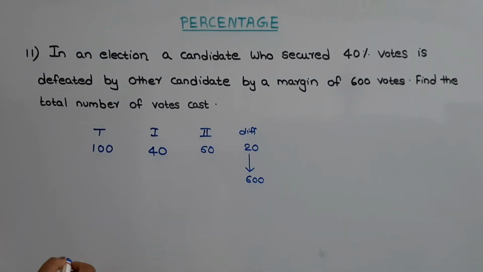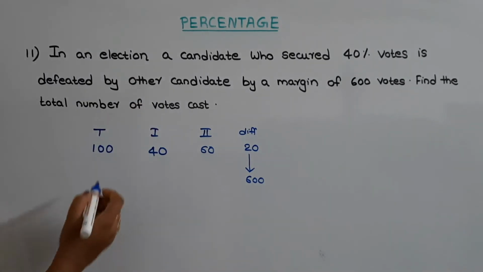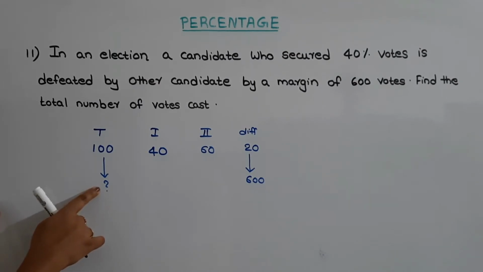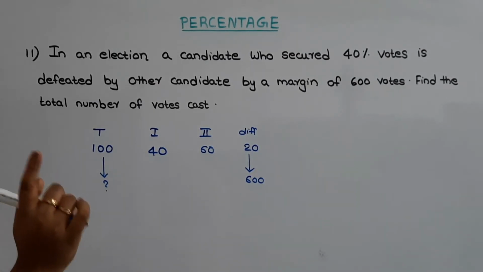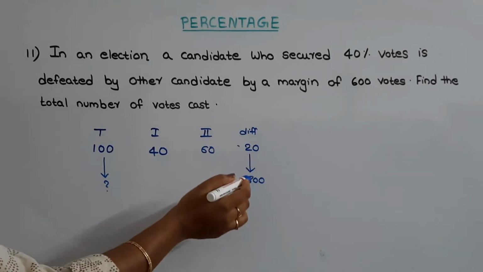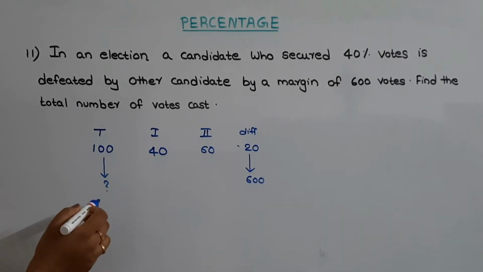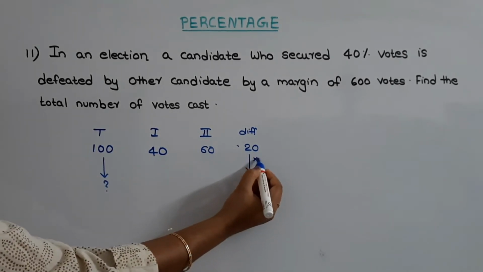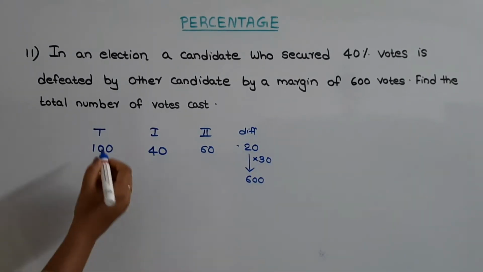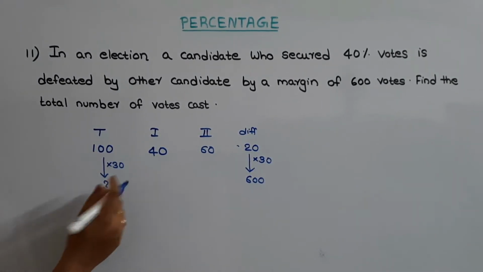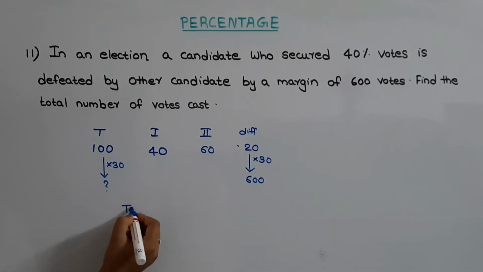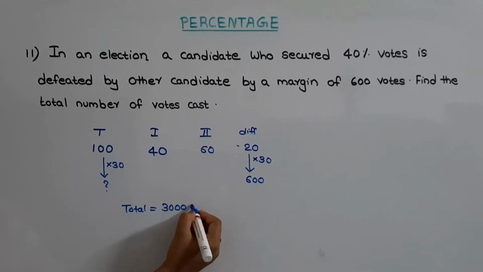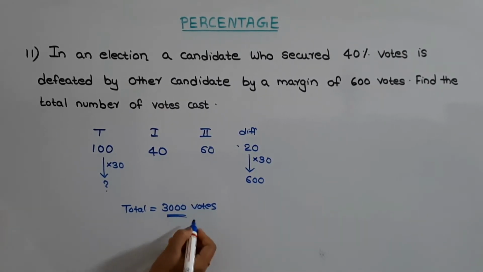So we need to find out the total number of votes cast. So we need to find out what is the value of this 100. If we find out the value of this 100, we can find out the total number of votes cast. So if 20 can be written as 600, what will be the value for 100? This we can find out by cross multiplying, or 20 into 30 is 600. So if you multiply this 100 by 30, you will get this value. So the total number of votes cast is equal to 100 into 30, that is 3000 votes. So this is the answer.